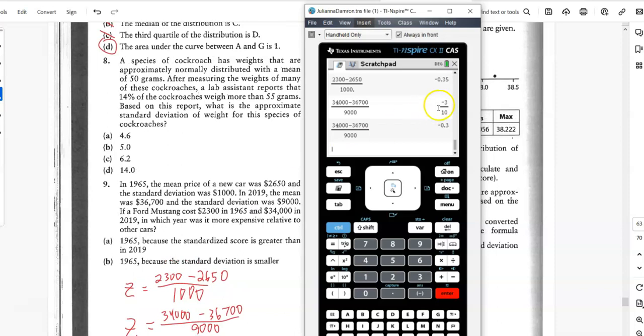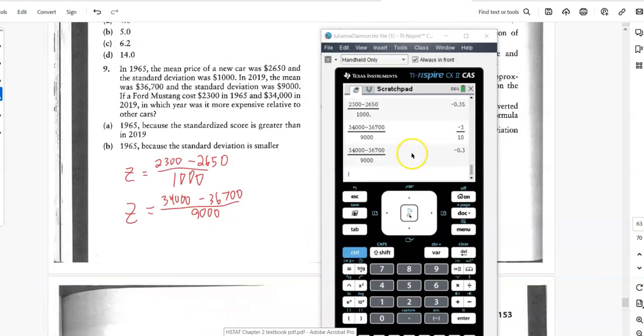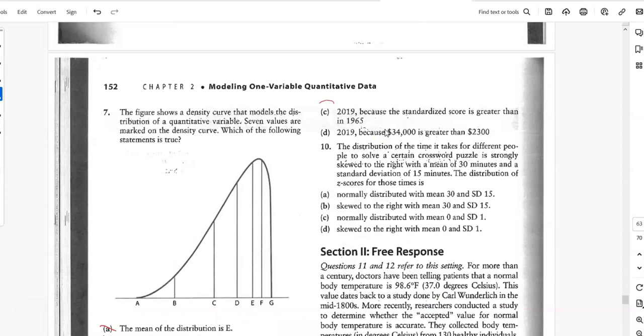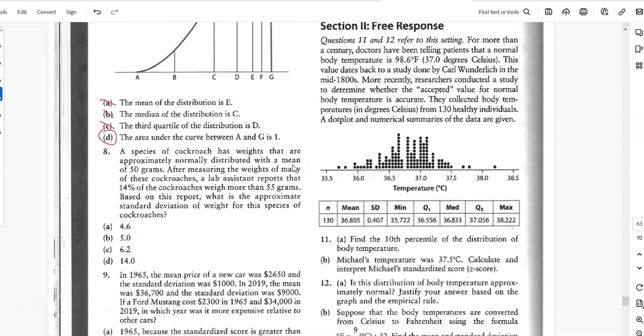So that one was, in 2019, the z-score is greater. So if you look at this one, the standardized score is greater than in 1965. Okay, 11 for your response.